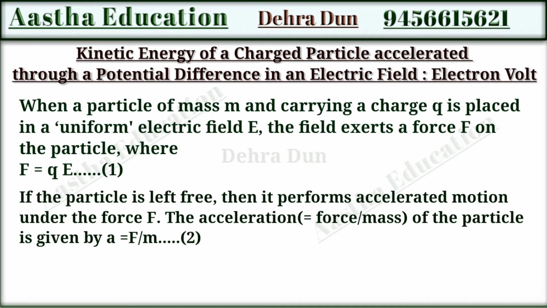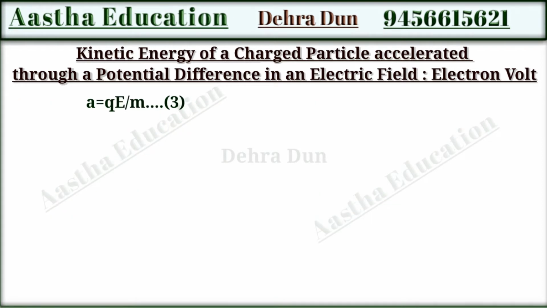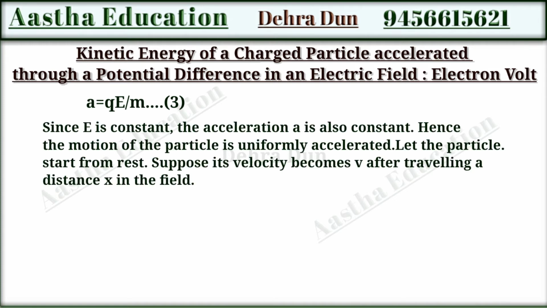Now, if the particle is free to move, then it performs an accelerated motion under the applied force given by the above expression. Therefore, the acceleration of the particle can be expressed as a = F/m. Using equation 1 in 2, we obtain a = qE/m. Since E is constant, the acceleration is also constant. Hence, the motion of the particle is uniformly accelerated.